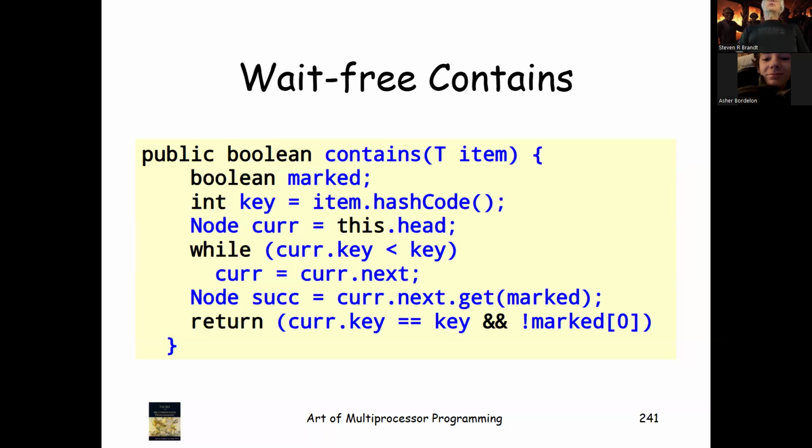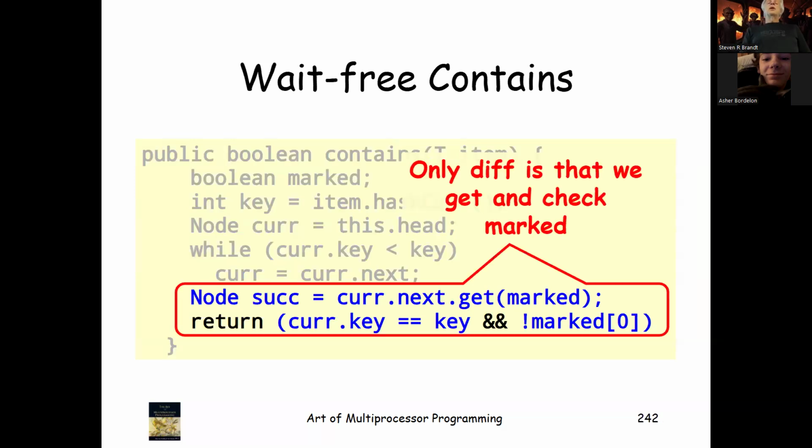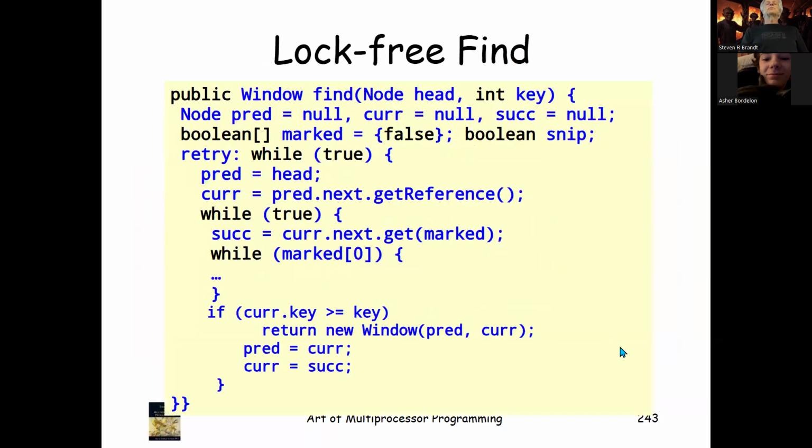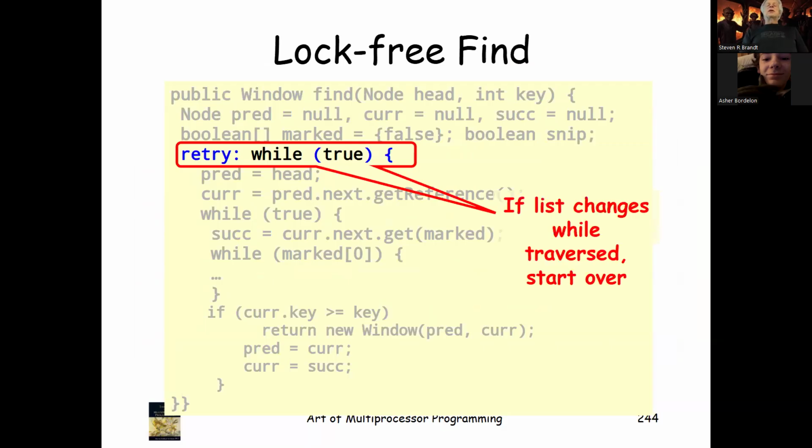And then we have our wait-free contains, where we just look for the key and we just do the cur.next.get marked. And if the current key is the key and the marked bit is not set, we win. And then we have to look at the find method, the window method, which is a little more complicated than we might hope.